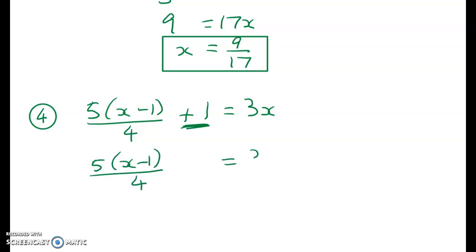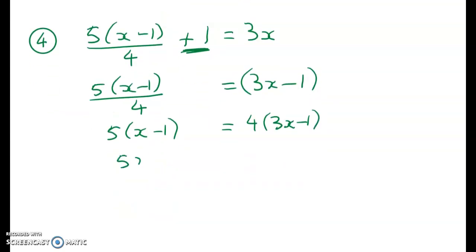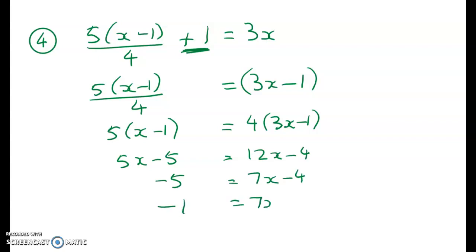Right, so that's going to leave me with 3x minus 1. And now we can think of this being all together, and we can have 5 times (x minus 1) equals 4 times (3x minus 1). Now we expand them out. 5x minus 5 is equal to 12x minus 4. Negative 5 is equal to 7x minus 4. Negative 1 is equal to 7x. x is equal to negative 1/7. Right, so that's one way to do it.